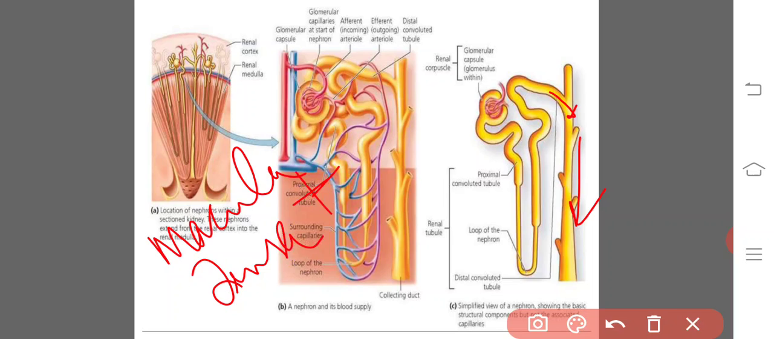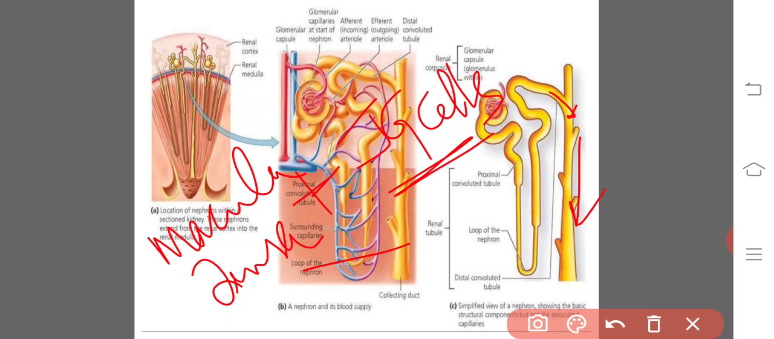Along the side of the macula densa, the wall of the afferent arteriole contains modified smooth muscle fibers. They are called juxtaglomerular cells, or JG cells. Both the macula densa and the juxtaglomerular cells together form the juxtaglomerular apparatus.